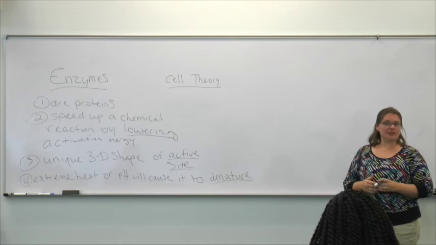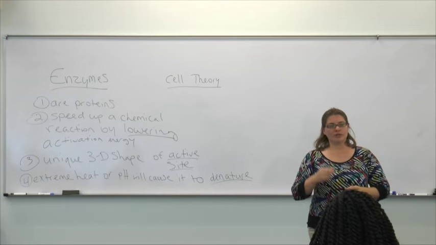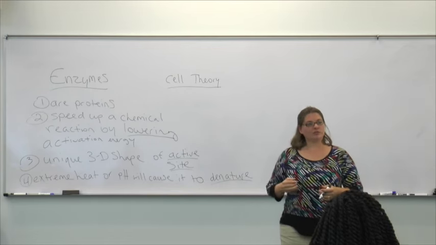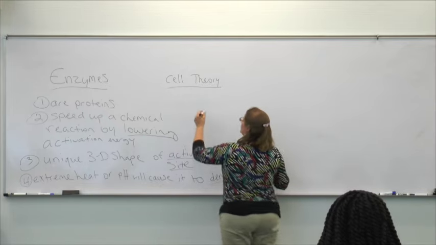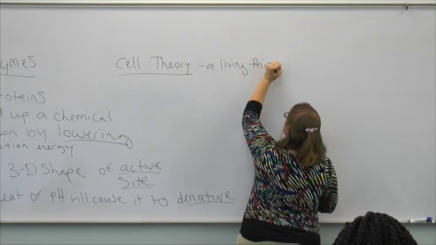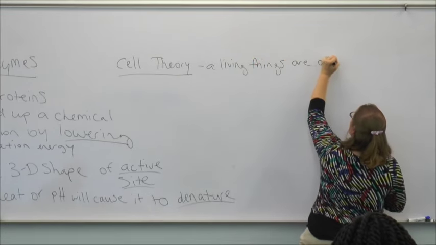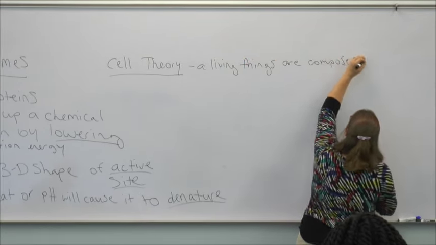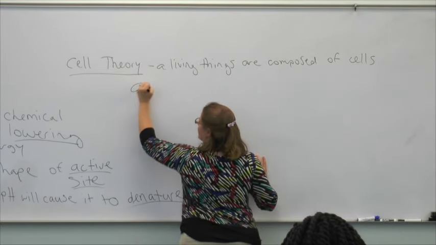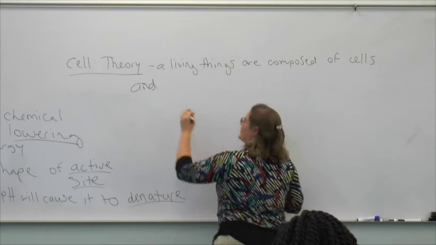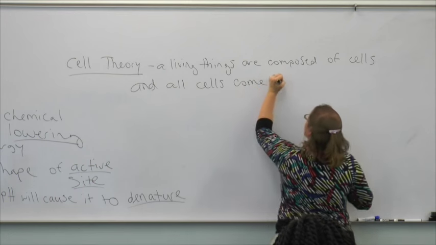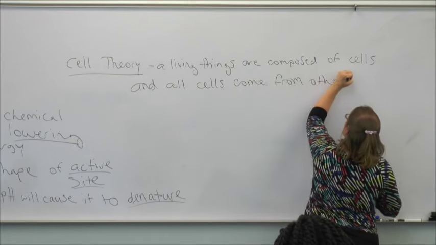How about the cell theory? Do you guys remember the cell theory? There's really 2 parts to the cell theory. So what is the cell theory? You want to start it? All living things are composed of cells, and all cells come from other cells. That's right, okay? All living things are composed of cells. That's the first part. And, say it again, one more time. All cells come from other cells.